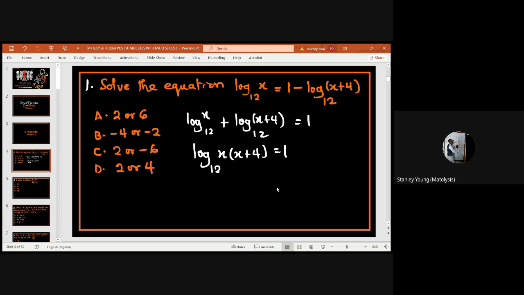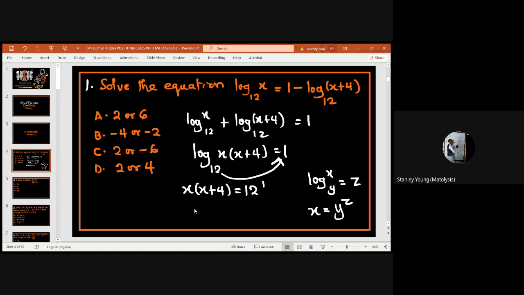The logarithm also states that when you have something like log x base y equals, let's say z, you can take away the logarithm by making x the subject. By so doing, y is going to come here and carry z as a power. So this is as good as writing x equals y raised to the power z. You do the same thing here. This goes there, carries as a power, the logarithm disappears. x into x plus 4 equals 12 raised to the power of 1. The job is to solve this quadratic equation.